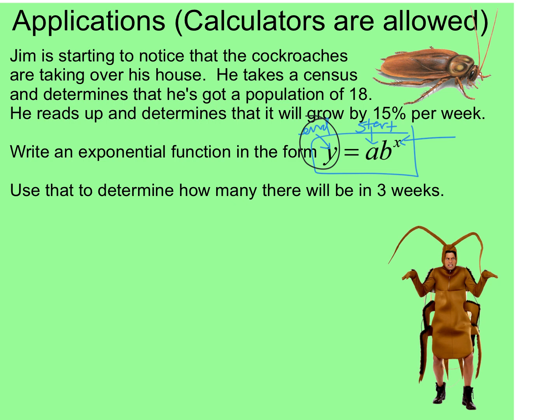He takes the census and determines he's got a population of 18. I thought the census idea was kind of funny. He reads up and determines that it'll grow by 15% per week. So y equals 18 to start with times, what's it growing at? 15. So 1 plus 0.15 to the x.